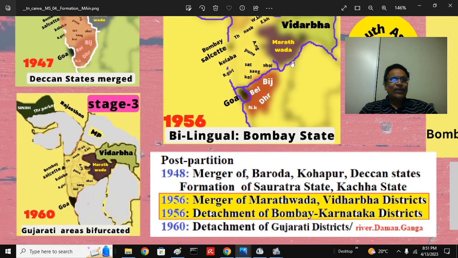In the third state, what happened was, 4 years later, due to agitation, Gujarati-speaking territories were detached and designated as the Gujarat province, and Marathi-speaking territories were retained, and the name was still given as Maharashtra. So the Gujarati areas were bifurcated. After bifurcation, it still retained Vidarbha, Marathwada, and the Khandesh territory, and previously it lost the Bombay Carnatic region. That is more or less today's Maharashtra state.